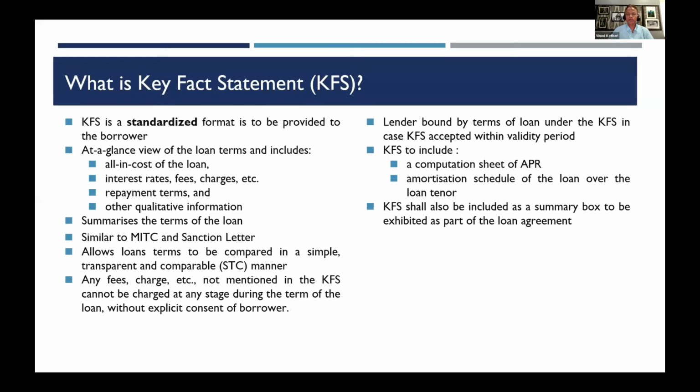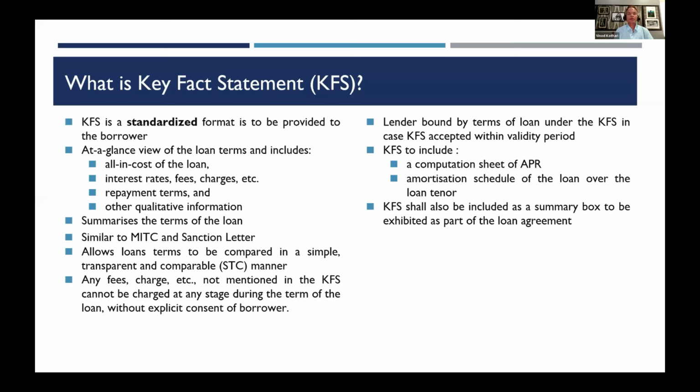We'll discuss further. KFS to include computation sheet, amortization schedule of the loan. This is obviously expecting that the loan is amortizing. Amortization schedule, meaning how would the loan amount get reduced to zero. Obviously, as we discussed further, this would be applicable to amortizing loans only. It's applicable to term loans only. The KFS thing doesn't seem to be applicable to lines of credit.